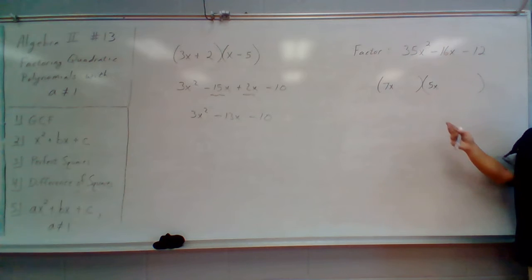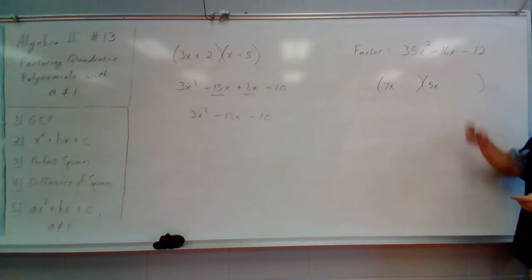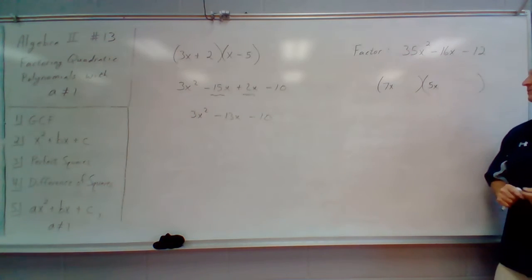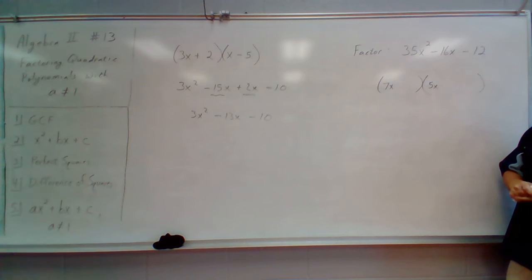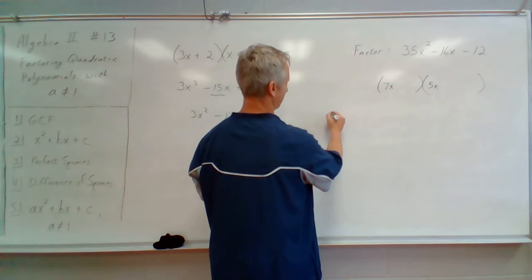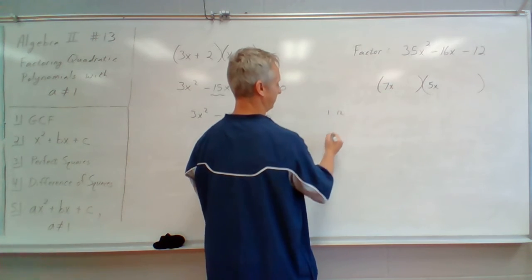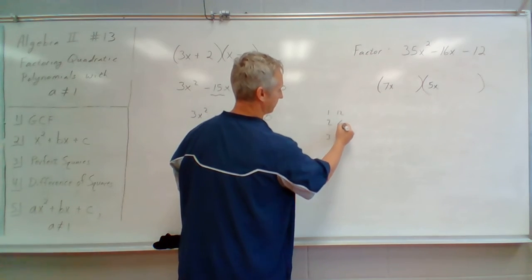Remember, it's not as simple as two numbers that multiply to get negative 12 and add to get negative 16. Because think of all the numbers we could multiply to get negative 12. You could have 1 and 12, no way to get a 16 out of that. You could have 2 and 6, no way to get a 16 out of those. You could have a 3 and a 4, no way to add those or subtract those to get a 16. So it's not that simple. So what are all of our choices to multiply to get negative 12? We have 1 and 12, we have 2 and 6, and we have 3 and 4.